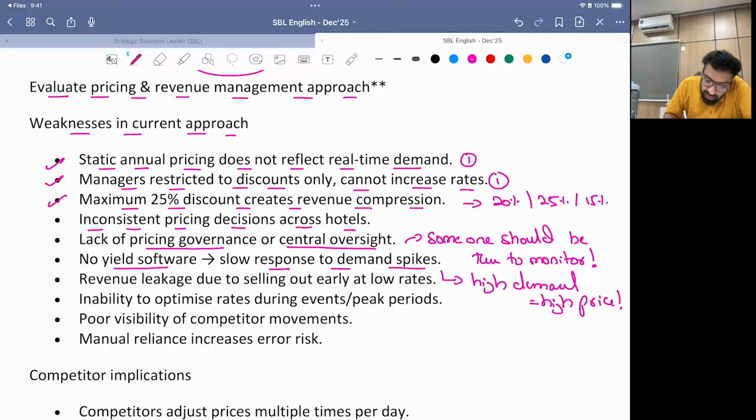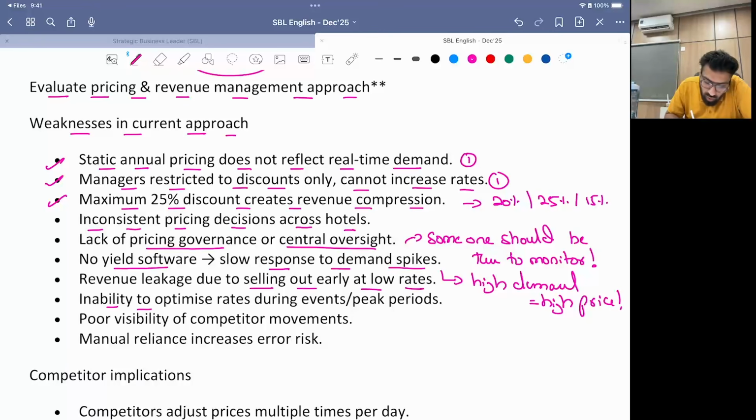Revenue leakage due to selling out early at low rates. Since you are offering at low rates, your revenue is getting leaked, and other hotels are charging higher. People are booking you early, while other people are paying higher rates to the other hotels, right?